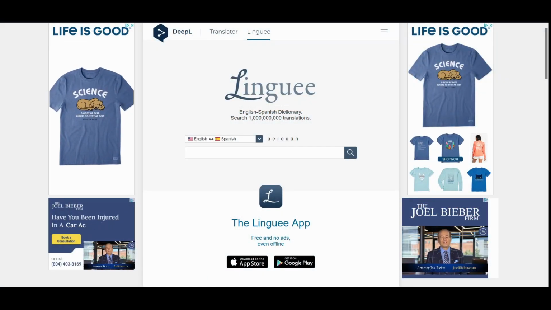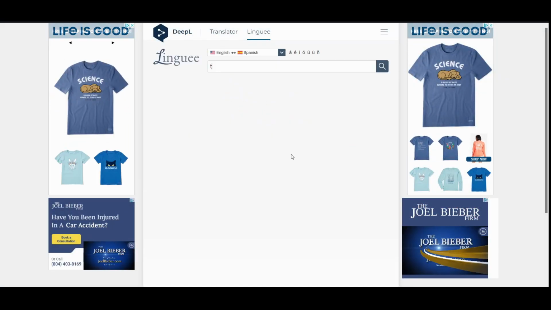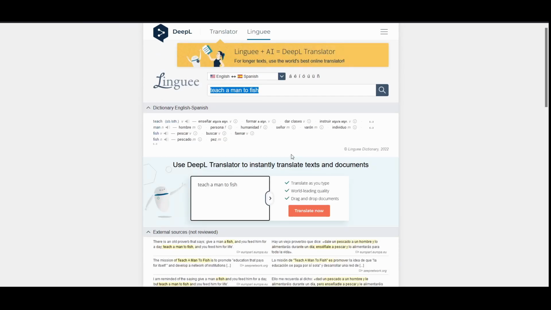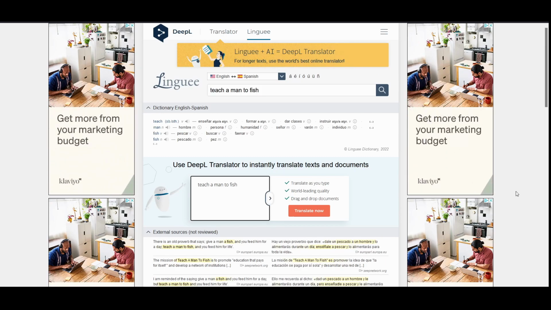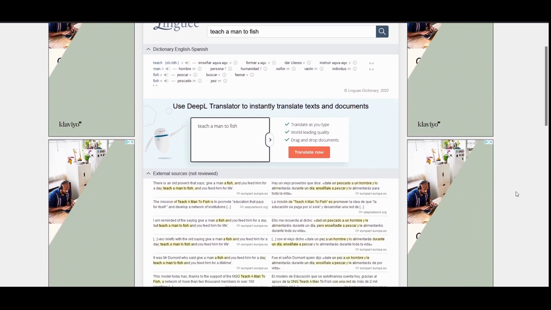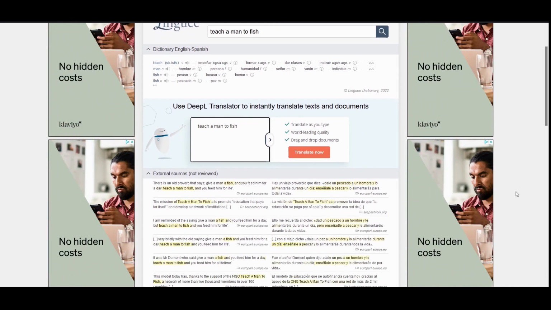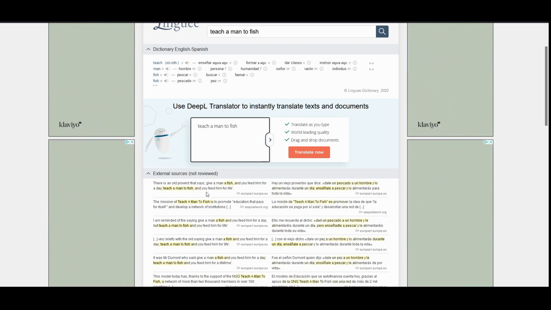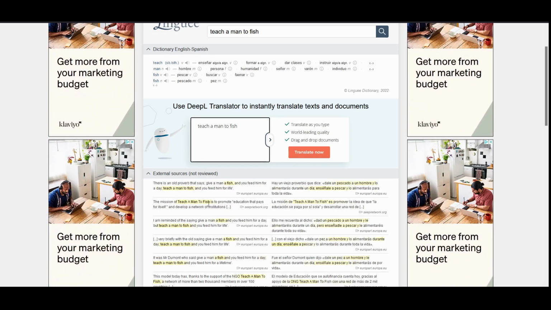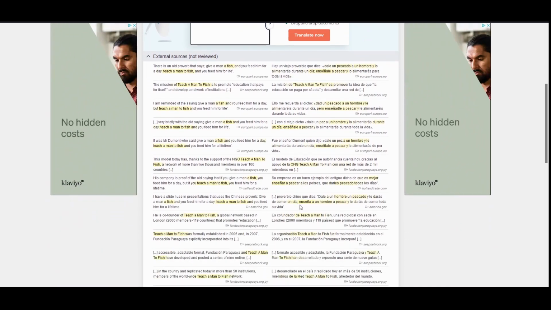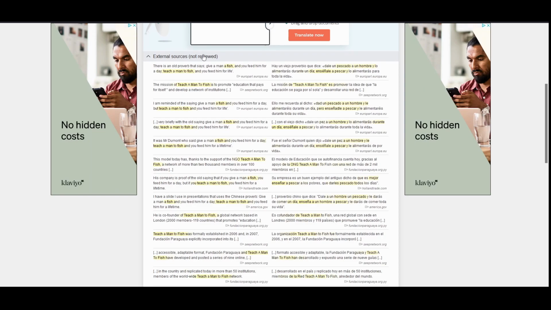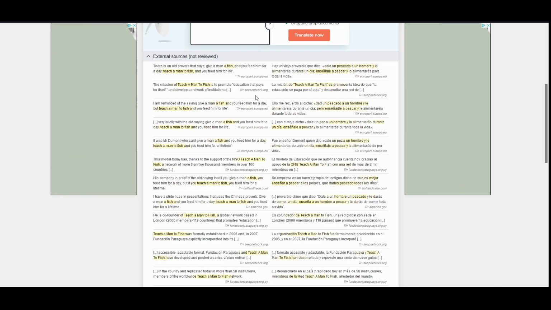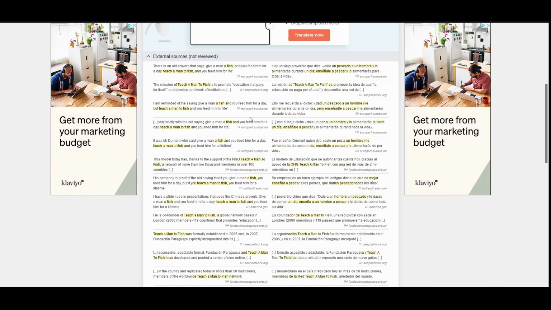Here at Linguee, we're going to do "teach a man to fish." There are a lot of variations on this idiomatic expression. Give a man a fish and you feed him for a day. Teach a man to fish and you feed him for life. We even have the name of an organization called Teach a Man to Fish. What you can see here is that these are not reviewed sources. On the left side we have English, and you can see the URLs of the websites they're pulling these sentences from.